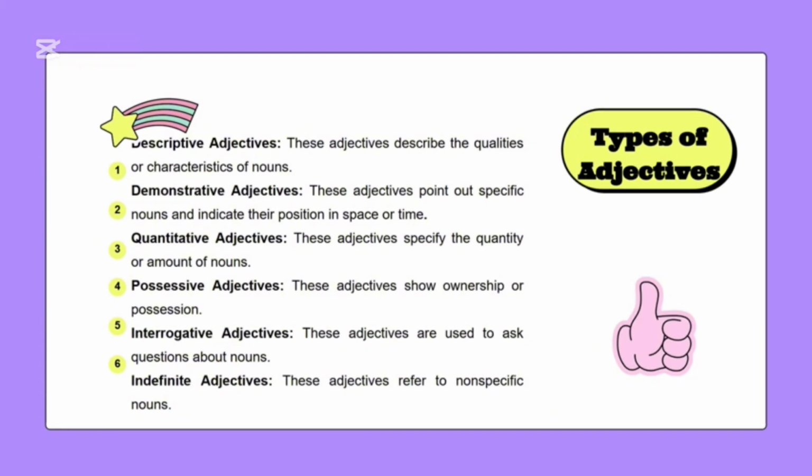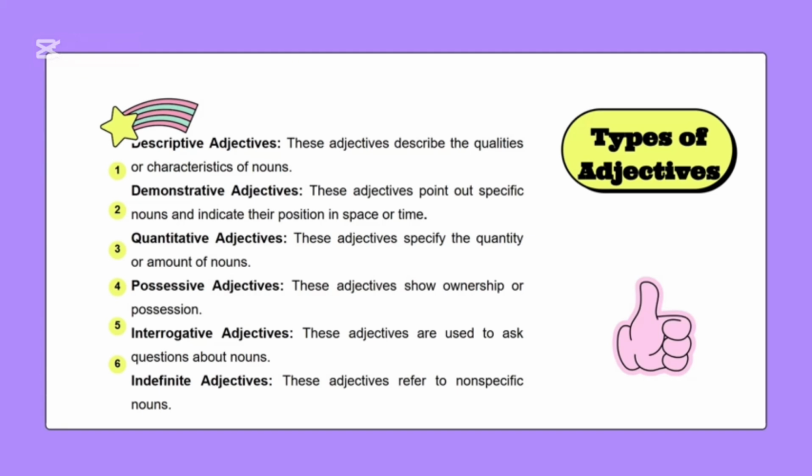Quantitative. As I said before, we're looking at numbers here. For example, he ate 3 apples. Now, how many apples did he eat? Not just apples, but he ate 3 apples. He ate many apples. That's another example. The words 3 and many are quantitative adjectives.